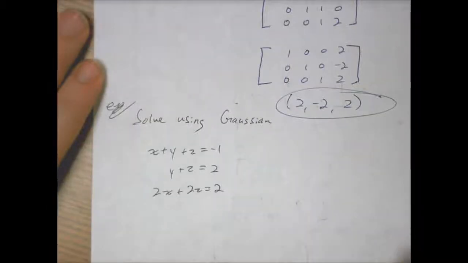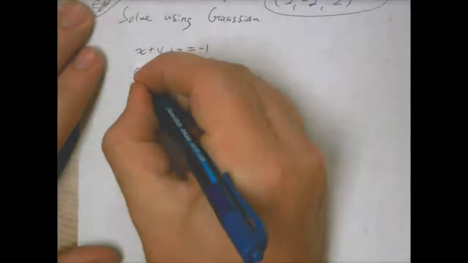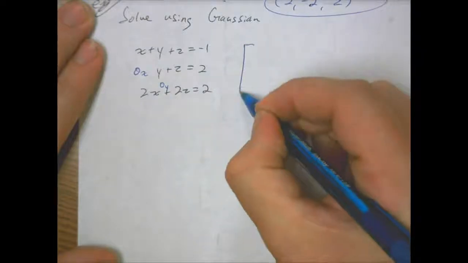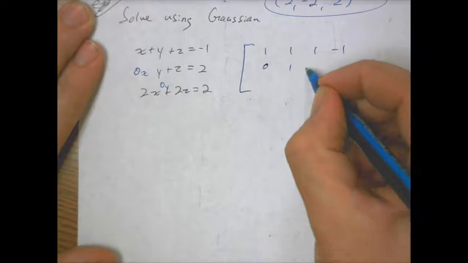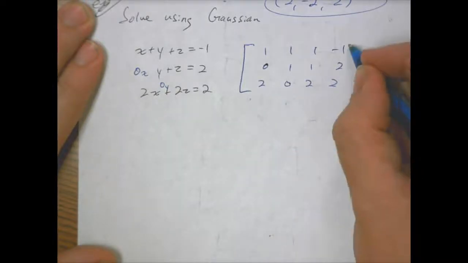All right, looking at one more of these. So again, it says solve using Gaussian. So we have to notice that we have a 0x here and we have a 0y in this one. So I have 1, 1, 1, -1, 0, 1, 1, 2, 2, 0, 2, 2.